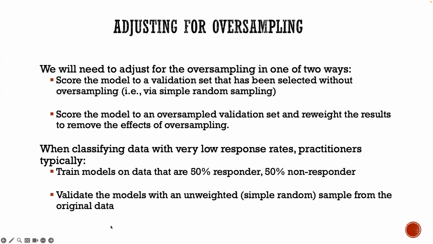So normally, when you have very low response rates, practitioners will train models with 50% responders and 50% non-responders, the two classes, and then validate the model with an unweighted sample from the original data. So simple random. In the validation model, typically you don't oversample. This is a normal process that practitioners use in situations where some of these classes are rare.